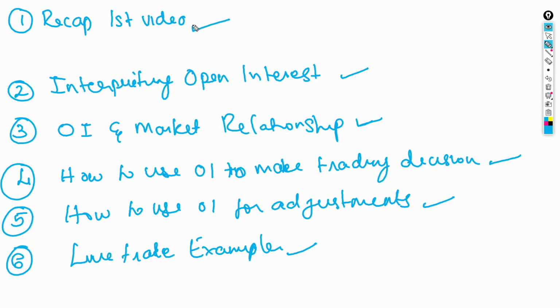In this video, we'll try to cover the first 3: the recap of the first video, where we'll be understanding the basics; the second, how to do basic interpretation of OI; and third, the relationship between market and OI. These 3 aspects will be covered in this particular video. Then I'll be coming out with one more video on OI this week itself, most probably on the weekend, where I'll be covering the remaining 3 aspects. Without wasting time, we'll be quickly jumping into the first aspect, where we'll see a quick recap of the initial video and try to understand what exactly we learned there.